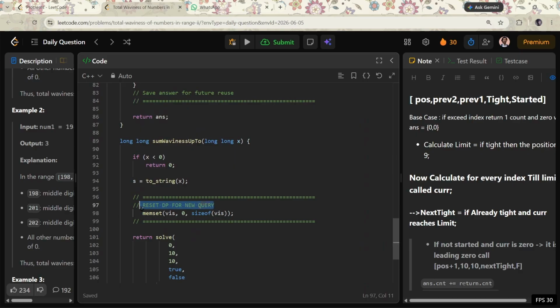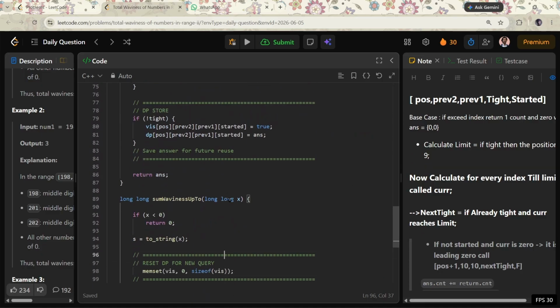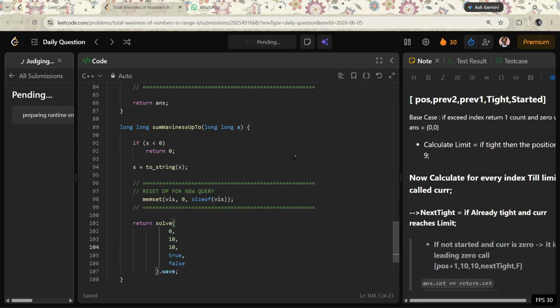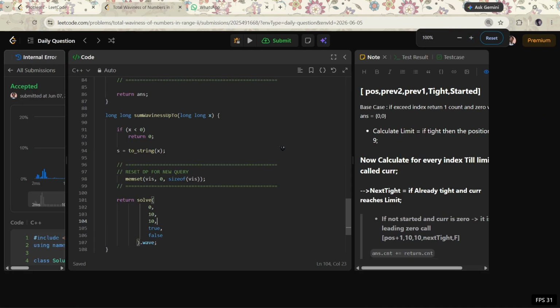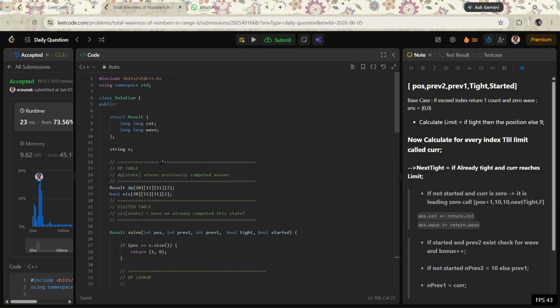And while passing every new query, we have to reset for both queries. We have to initialize visited from 0, and that's how the total code works. If you submit this, it will work fine. So that's a beautiful dynamic programming question that you have to solve.